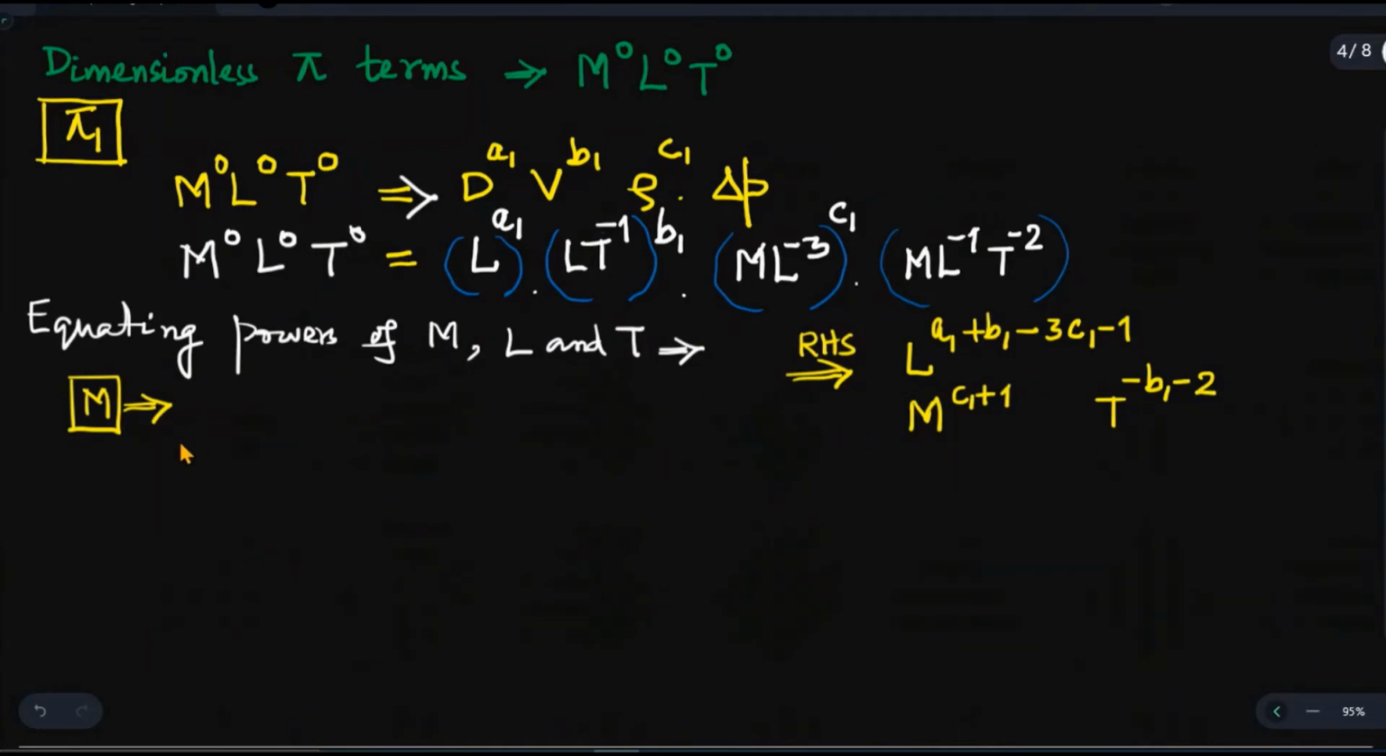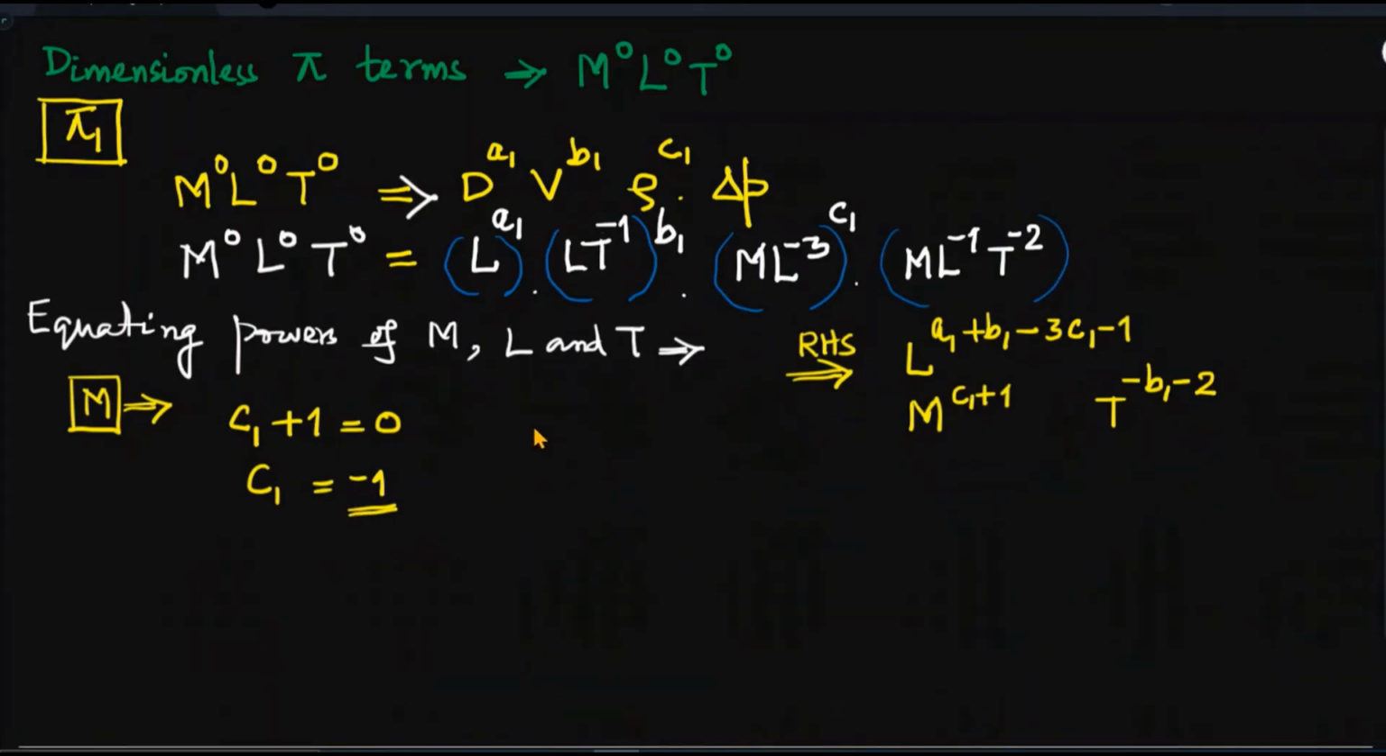So now equating powers of m. What we get is left hand side is 0, right hand side is c1 plus 1. So c1 plus 1 is equal to 0 and c1 is equal to minus 1. Okay, so that is the first index. You got it now, c1.